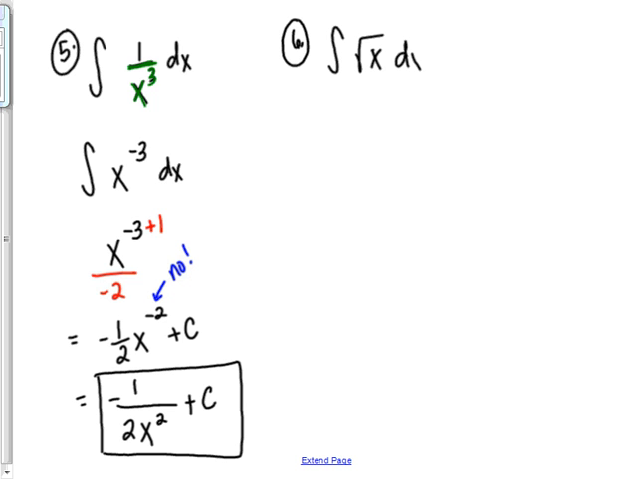Fractions, we don't want to make fractions hard, and I know sometimes people make fractions hard, but don't. All right, so we know square root of x would just be x to the 1/2 power. Rewrite it. Okay, so now we're ready to use our power rule.